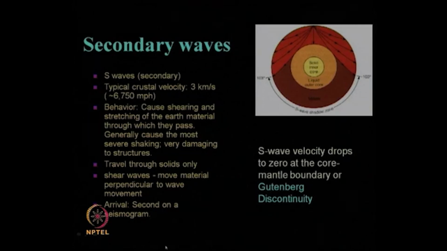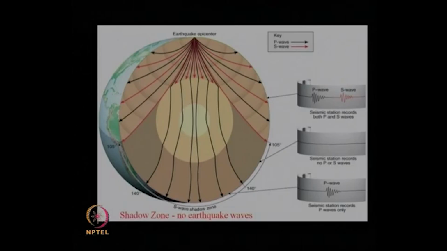And their arrival in the seismograph is second, because of their velocity, which is almost half of the primary wave velocity in the crustal region, and the movement of the particle will be perpendicular to the direction of the movement of the wave. Then we have seen through this slide that when any earthquake occurs at any point on the earth, that earthquake may be recorded by several seismograph stations located all around the world, except a few zones which are called shadow zones.